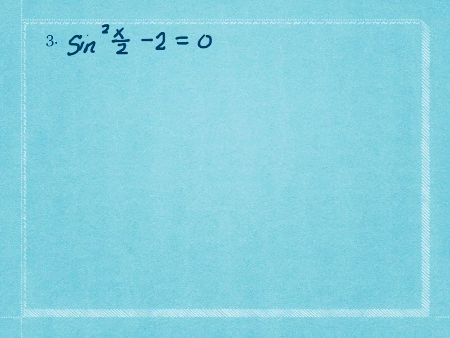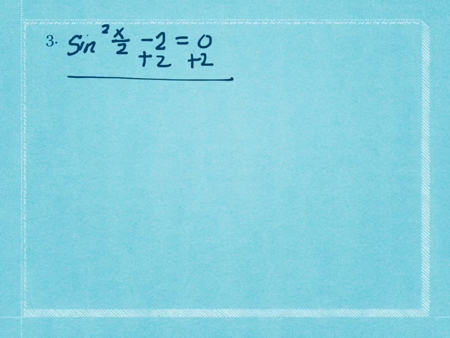So the first thing we would do is what here? Move the 2 over. I think so. So we're going to add 2 to the right-hand side. So I have sine squared of x over 2 equals 2.